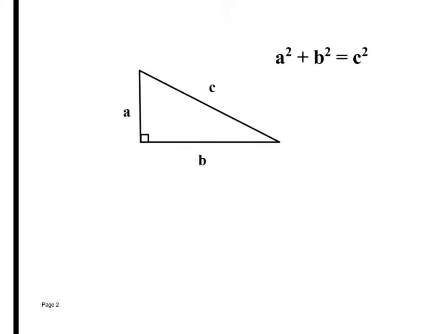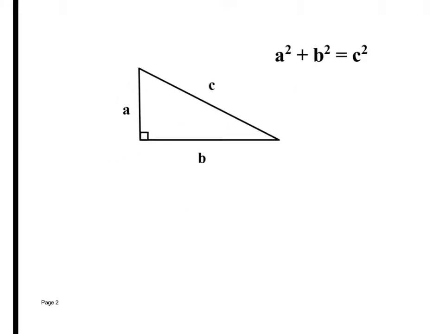Alright, you need to write this down. This is Pythagorean Theorem. It's a squared plus b squared equals c squared. This is why you had to know what the legs and the hypotenuse of the right triangle are, because the legs are a and b, and c is always the hypotenuse.